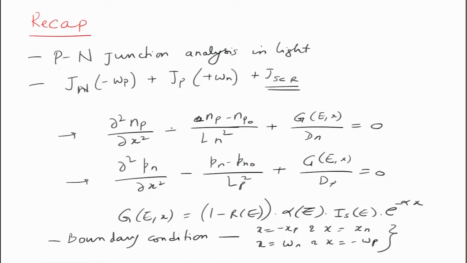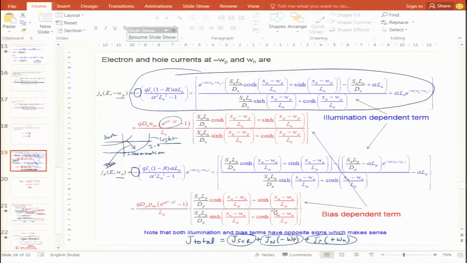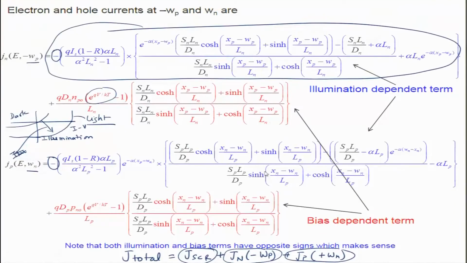So, these were the things that we did, and if you look at those expressions, let us go back to the previous lecture. We looked at these expressions for electrons and holes, and what we came up with was something like these: the electron current at minus Wp as a function of energy, and then the hole current at plus Wn.